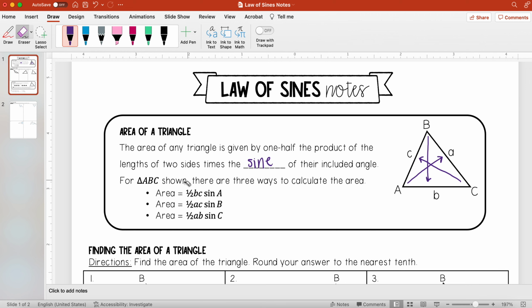You'll see that, for example, for this first one, we have 1/2 of b times c, and then sine of angle A. We can use this formula if we're given two side lengths and the included angle, so the angle that is between those two side lengths. You'll see that's the same case for these others too. So I have a times c, and then sine of B. And then you'll see the same thing for that last one. So let's go ahead and do some examples with these.